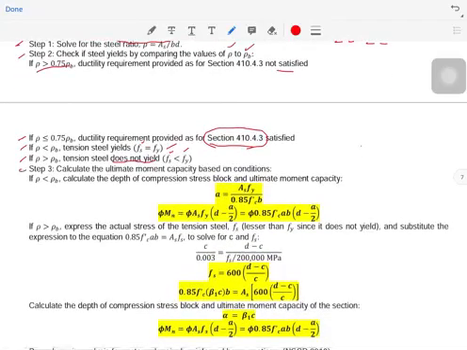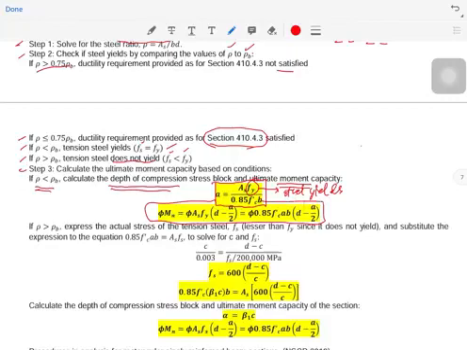For step 3, calculate the ultimate moment capacity based on the condition. If rho is less than rho balance, just calculate the depth of compression block, then you could solve the ultimate moment capacity. This is the formula. You could automatically use fy since your steel yields. Then your ultimate moment capacity would be phi rho As fy times d minus a over 2, or you could also use phi 0.85 f'c a b times d minus a over 2.